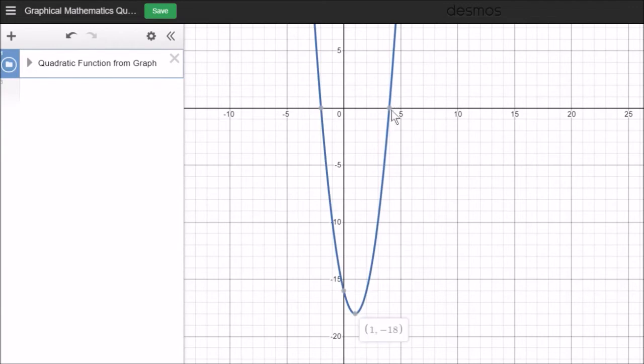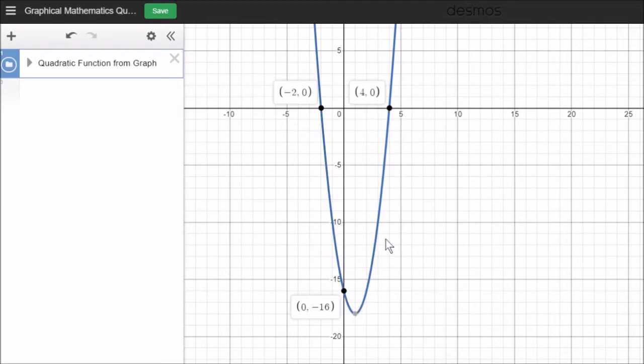So given this graph here, we have to answer the question: what is a quadratic function that is this graph? What we're allowed to know are the points (-2, 0) and (4, 0), so these are the roots, the points where it cuts the x-axis, and we know the point (0, -16), which is where it cuts the y-axis. So only from these three points we have to try and work out the function.